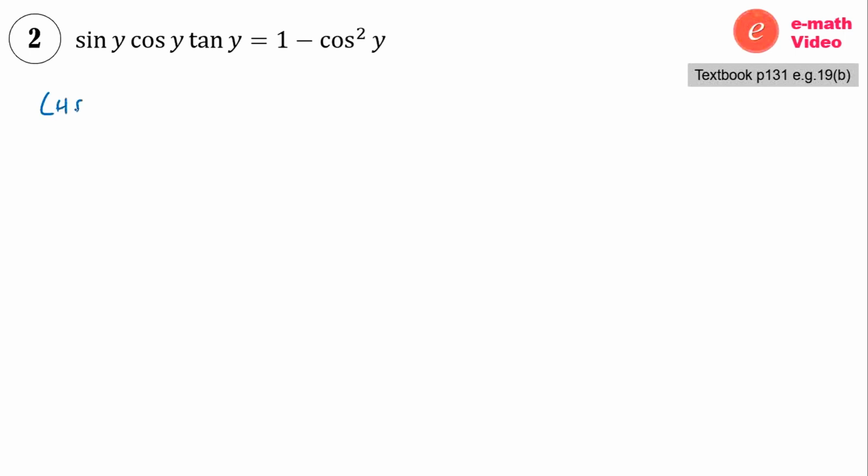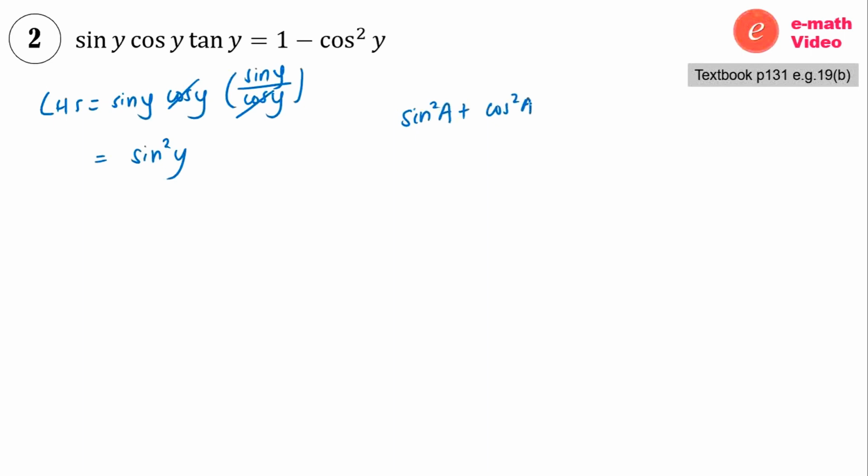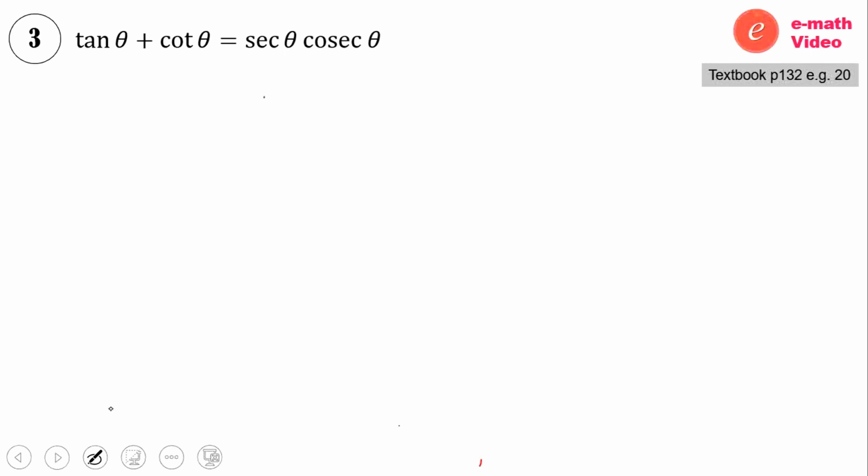Number 2. Same thing, convert this tangent y into sine y over cos y. Left hand side equals sine y cos y times sine y over cos y. Cos y and cos y can cancel. So we'll get sine square y. And from the basic identity, we know that sine square a plus cos square a equals 1. So sine square a equals 1 minus cos square a. We replace the a with y. So 1 over cos square y. Proven.